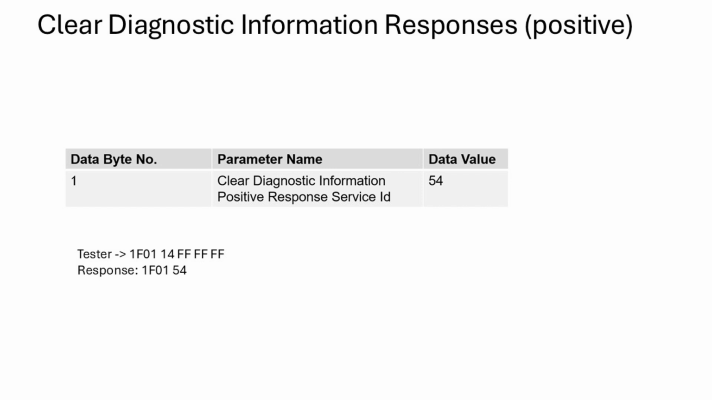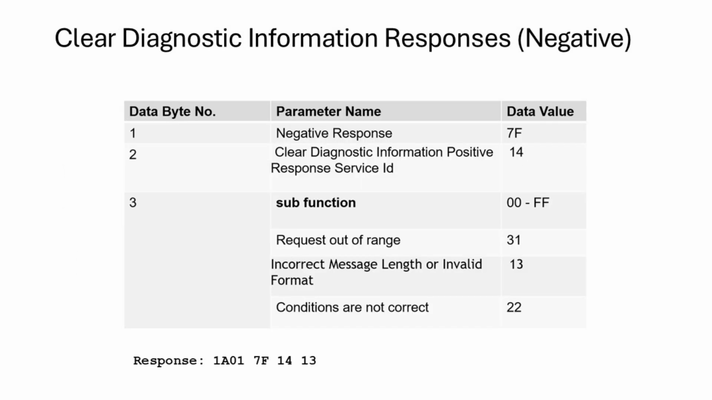So this is the negative response. As you can see, 7F, and then service ID 14, clear diagnostic information, positive response, and subfunction 31. So in software, if it is not implemented, you can see this request out of range. And if you are sending more than 3 bytes of code, then you can see this 13, and condition not correct is 22.